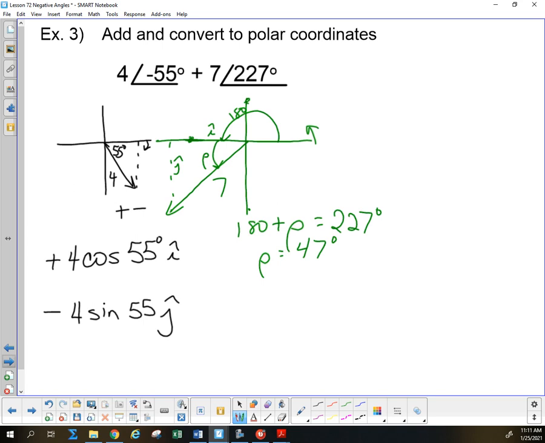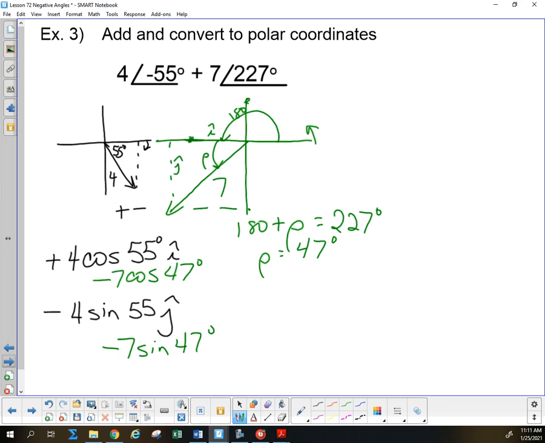So that lets me know that my reference angle needs to be 47 degrees. So when I put all of this together, this quadrant is negative, negative. So for this one, I am going to have 7 cosine 47 degrees for the i hat, and 7 sine 47 degrees for the j hat. Because I wound up in quadrant 3, I need both of those to be negative.